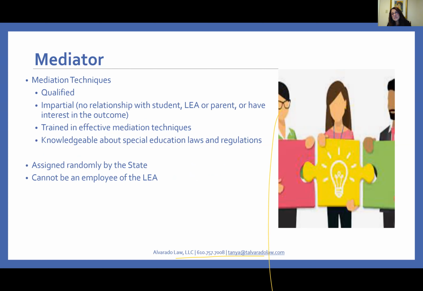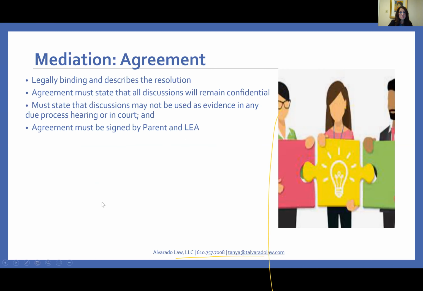The parents can take an attorney. That is something that's new. Before, if the parents were going to mediation with the school district, they were not allowed to have an attorney at mediation, and that has changed. So the parents can bring an attorney now to represent them and be part of that mediation process.